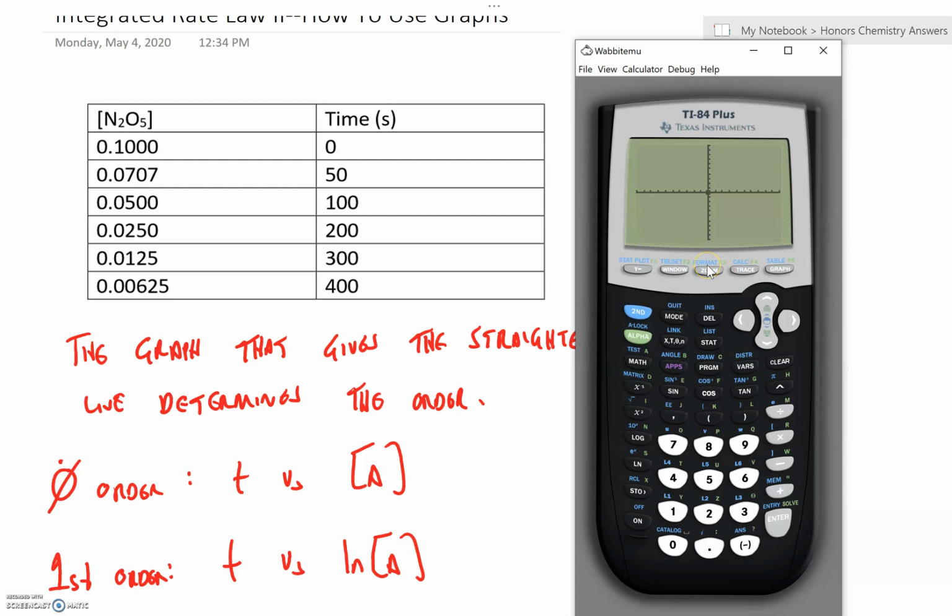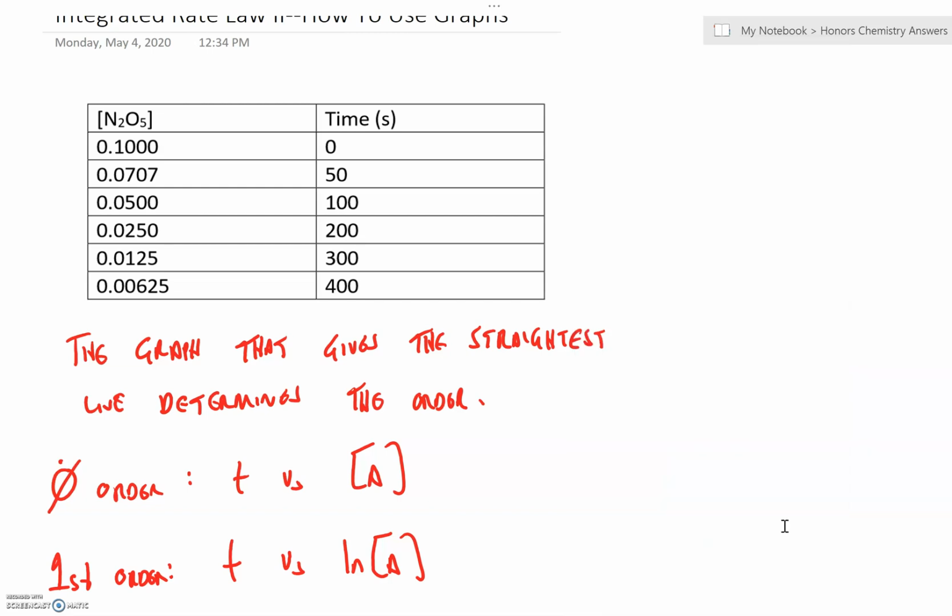So what we want to do is zoom out, and I'm going to zoom out in such a way that it zooms to the data. Notice that if I scroll down, here's choice 9. It's called zoom stat, meaning it's going to zoom to show us all of our data points. There are 6. This is what the graph looks like when I graph all 6 data points, and it is clearly not a straight line. So for this particular example, it can't be 0 order.